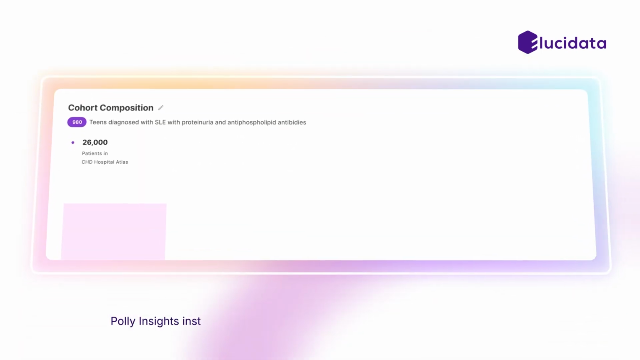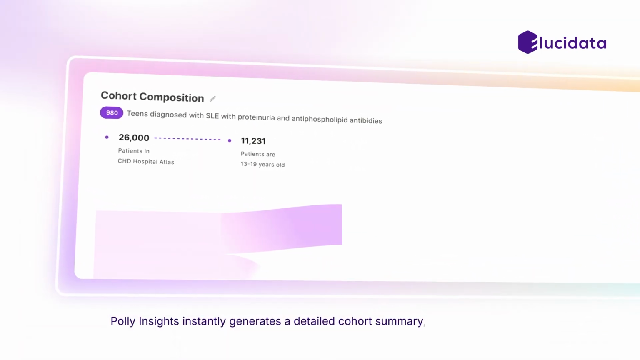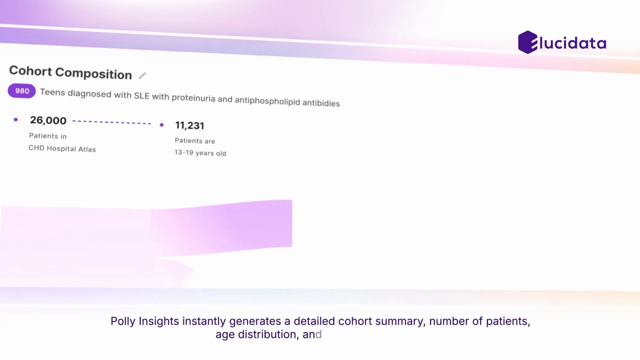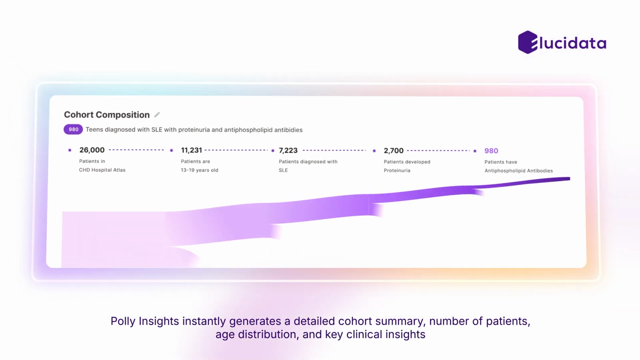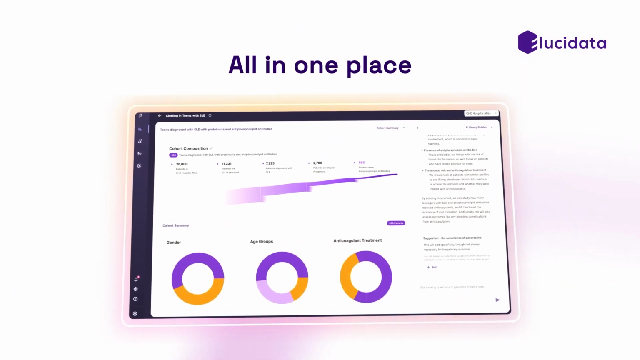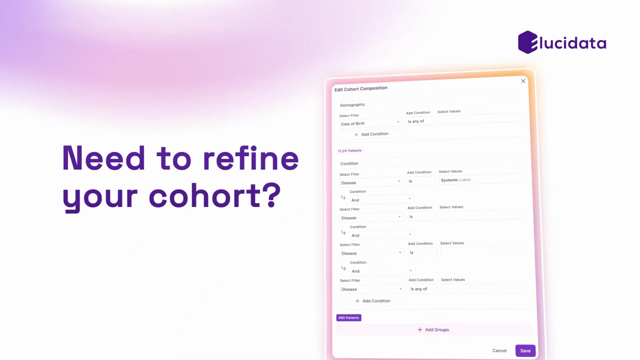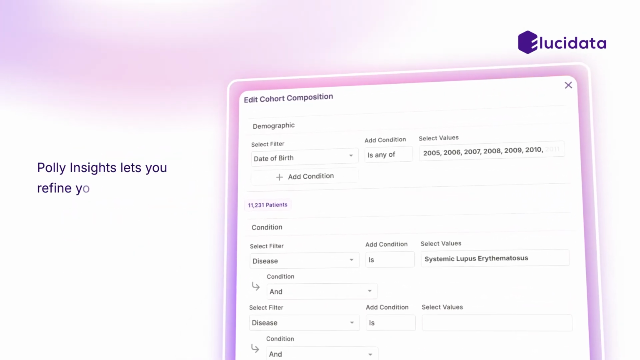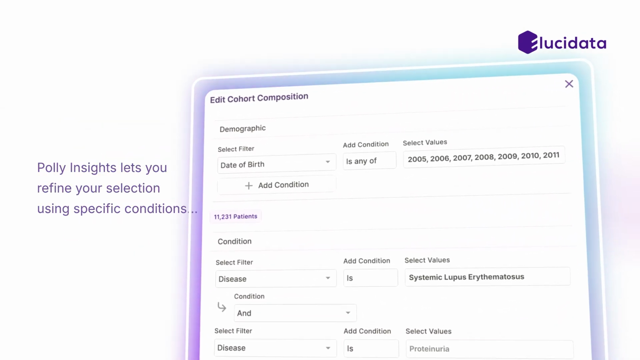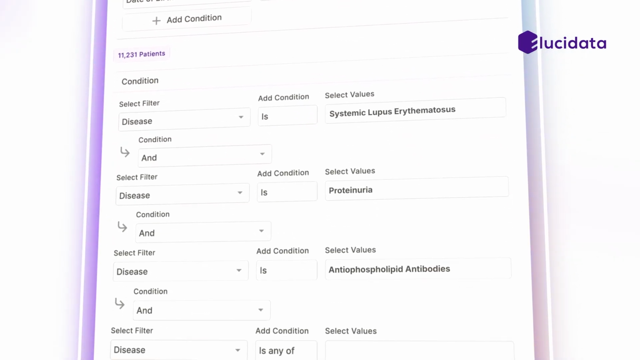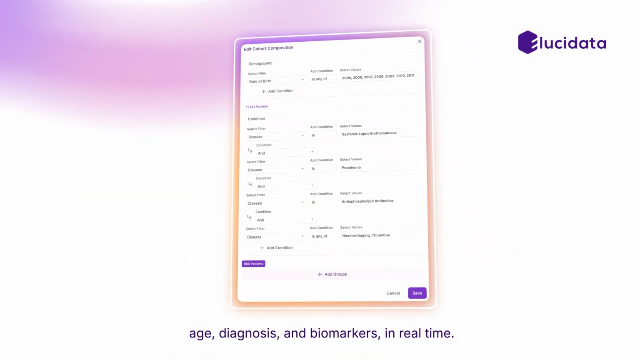Poly Insights instantly generates a detailed cohort summary, number of patients, age distribution, and key clinical insights, all in one place. Need to refine your cohort? Poly Insights lets you refine your selection using specific conditions like age, diagnosis, and biomarkers in real time.